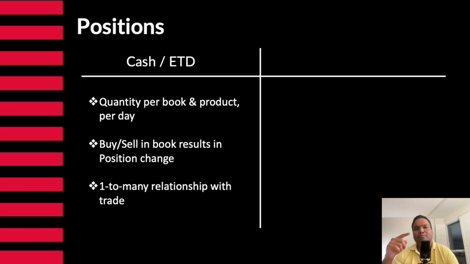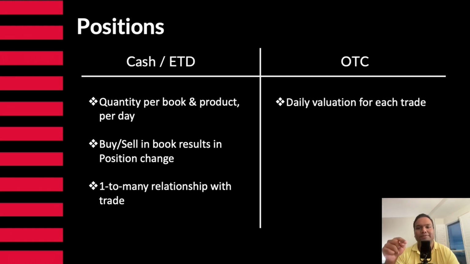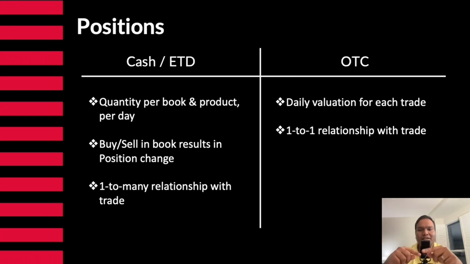Now looking at the definition of positions from the point of view of OTC trades. This is different to what we have seen in cash and exchange traded derivatives. The definition of position is different here. Here, position is defined as the daily valuation of each trade. Here, unlike in cash and exchange traded derivatives, this is going to be a one-to-one mapping with trades. One position is going to be linked to one OTC trade only. This is a key difference, and this is why it is easier to look at the definition of position in these two use cases, separately for cash and ETDs and separately for OTCs.